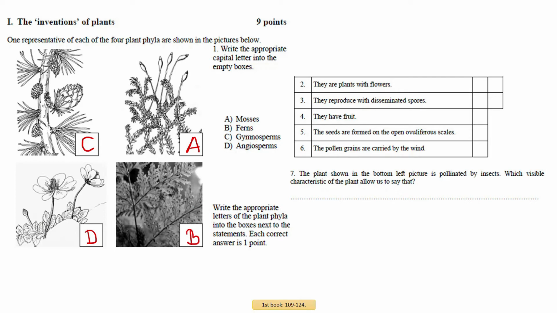Okay. They are plants with flowers. We know mosses are non-vascular, ferns are vascular but non-flowering, and gymnosperms and angiosperms are the seedy vascular plants, so C and D. They reproduce with disseminated spores. Mosses and ferns reproduce with spores, so A and B. They have fruit, only angiosperms have fruit, so D comes here.